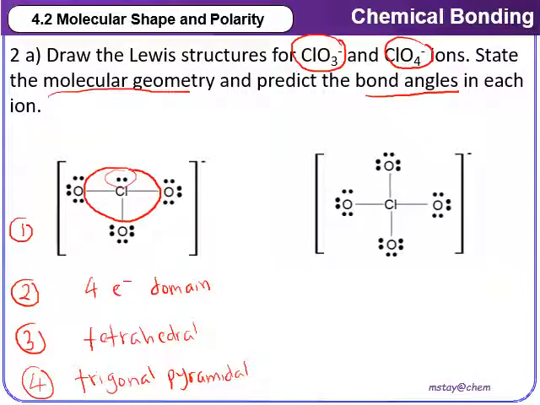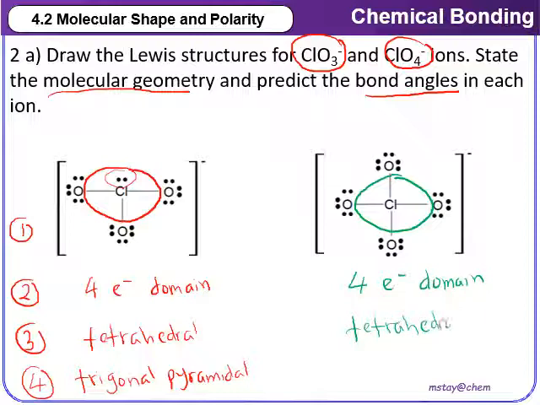Continue with the next question. ClO4 negative. This time we again look at the central atom. This central atom also shows there are 4 electron domains. And then again the basic shape is still tetrahedral. No matter how many lone pairs or how many bonding electrons there are, as long as the electron domain count is 4, they are going to have a similar basic shape. However, this time for the chlorine, there is no lone pair electron. Therefore, the molecular geometry will be similar to the basic shape.